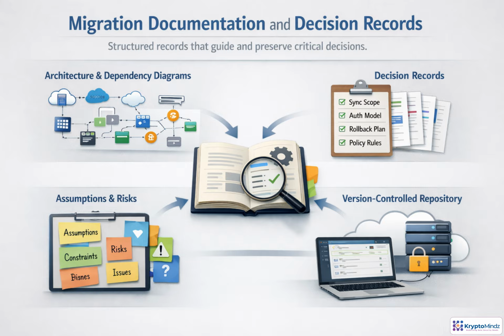Capture assumptions, constraints, risks, open issues, and approved exceptions as well, so future troubleshooting has context. Keep these records in a shared, version-controlled repository with appropriate access. If a decision cannot be traced, reviewed, or repeated, it is not ready to guide a production migration.